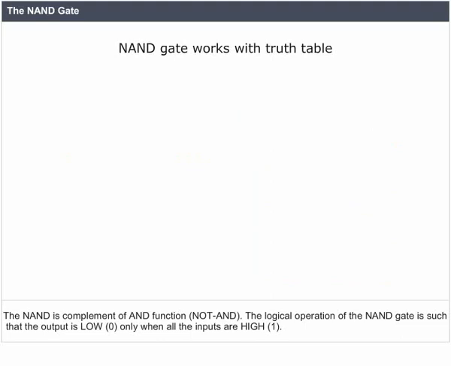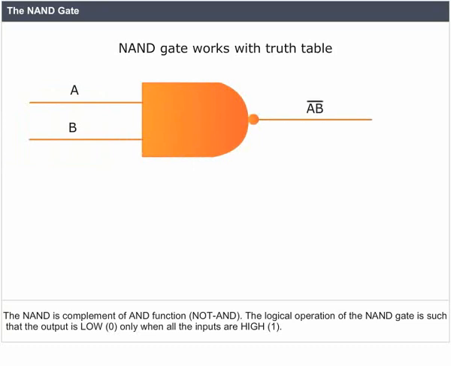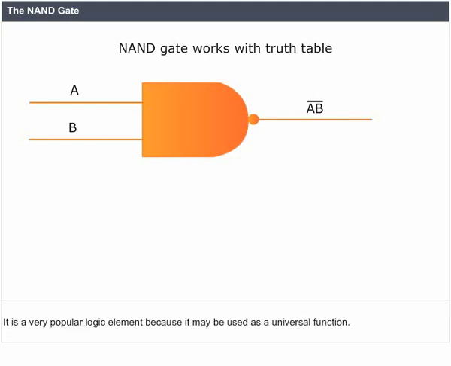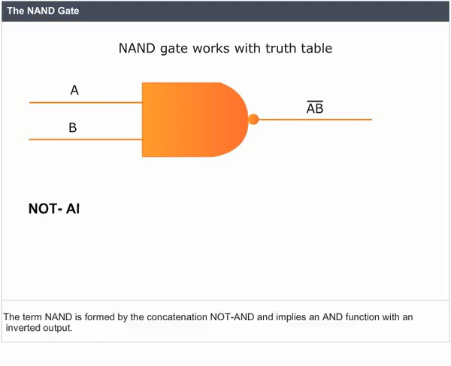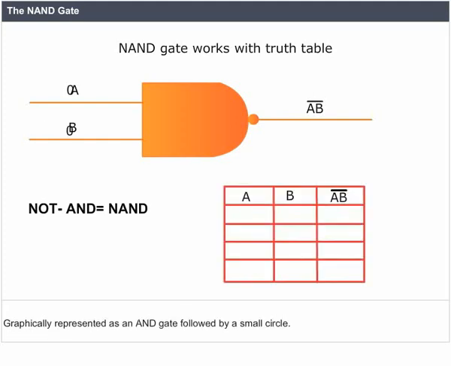The NAND gate. The NAND is the complement of the AND function, not AND. The logical operation of the NAND gate is such that the output is low, 0, only when all the inputs are high, 1. It is a very popular logic element because it may be used as a universal function. The term NAND is formed by the concatenation of not AND and implies an AND function with an inverted output, graphically represented as an AND gate followed by a small circle. The standard logic symbol and truth table for the NAND gate.